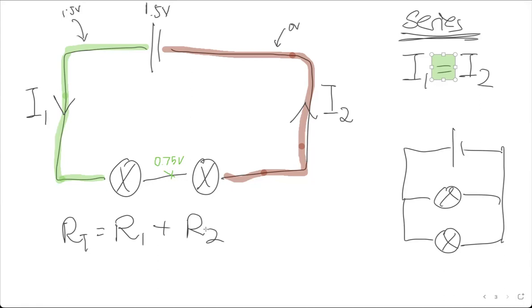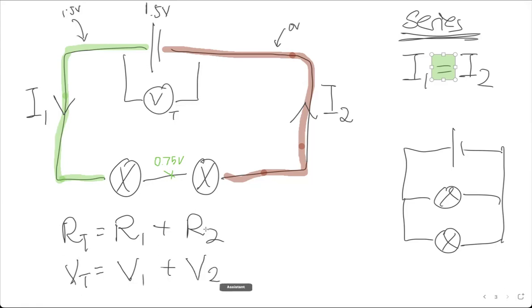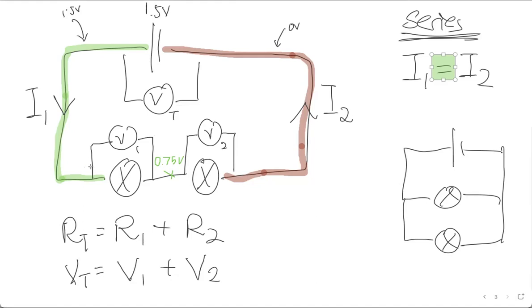Same thing for V. The total V will be equal to V1 plus V2. So this is V1 and this is V2. So the total V will be equal to the V of 1 plus the V of 2. So if this is 1.5 volt, and we reduce here by 1 volt, you are left with only 0.5 volt. Then V2 will be 0.5 volt. Are you clear about this?